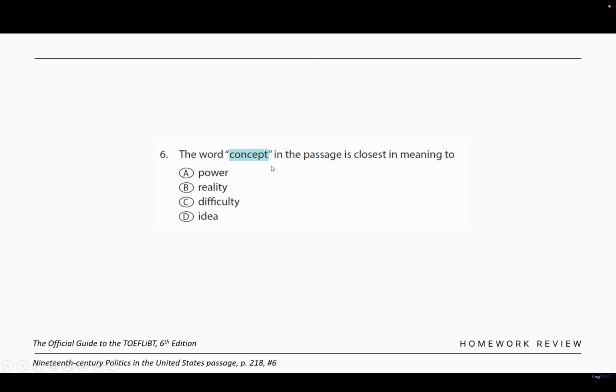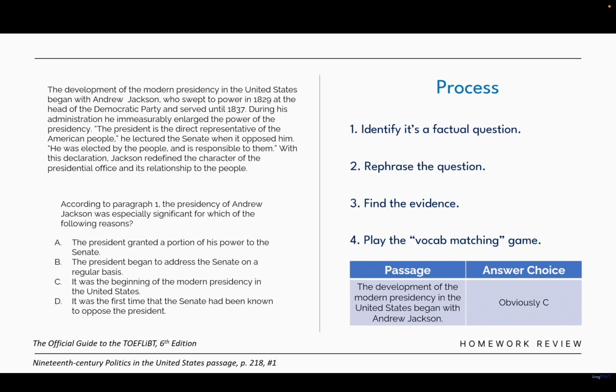I'll have you stay on the line. The next one is vocabulary. What is this equal? Yeah, it's idea D. Yep, that's easy. All right, moving on. We're going to move on to factual questions.